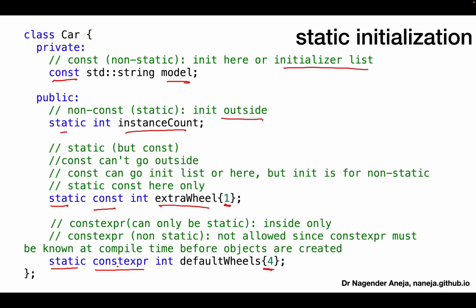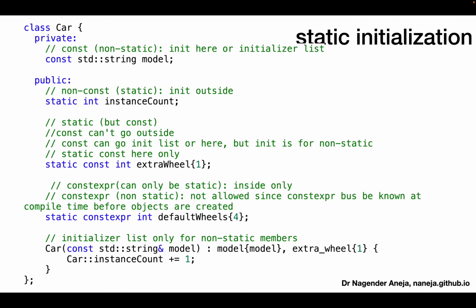Next, we can have a function like this one. Now we are defining the constructor. So in car, we know that this model is a constant. Its value can be given here or in the initializer list. Instance count is static, so it must be given a value outside. And extra wheel is static as well as constant, so we must know the value right now here. And if it's a constant expression, which is static, then also we must know the value here.